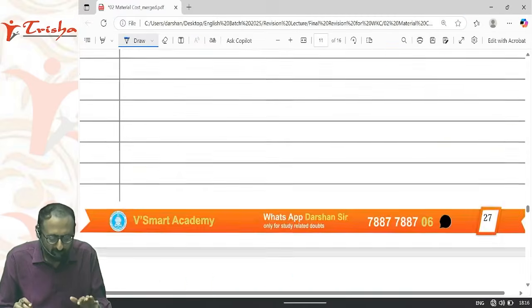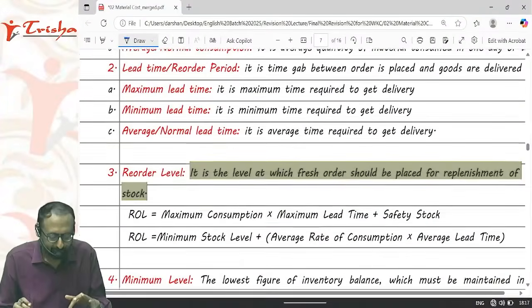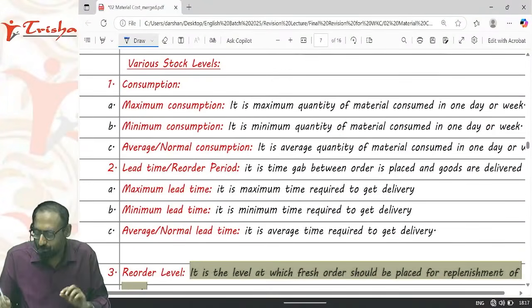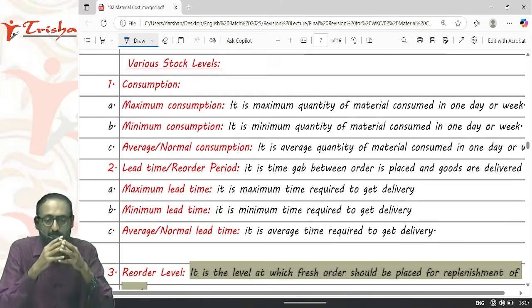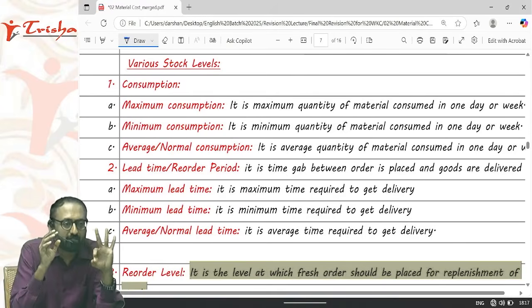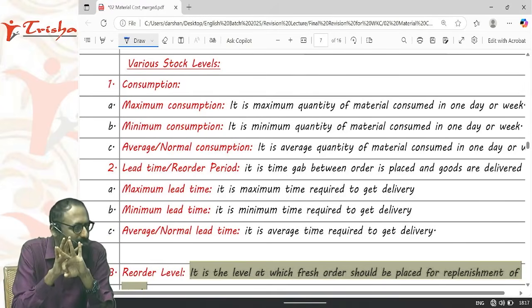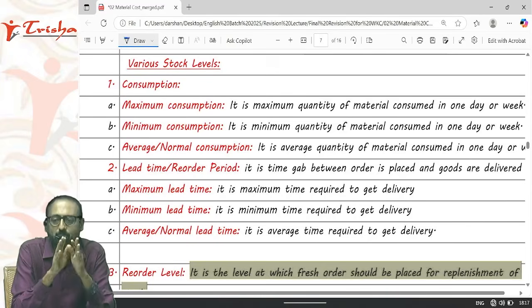Let's go to the next part of the topic, that is various stock levels. Before we go to various stock levels, let's understand various types of consumption. There are 3 types of consumption: maximum consumption, minimum consumption, average consumption. What do you mean by consumption, sir?